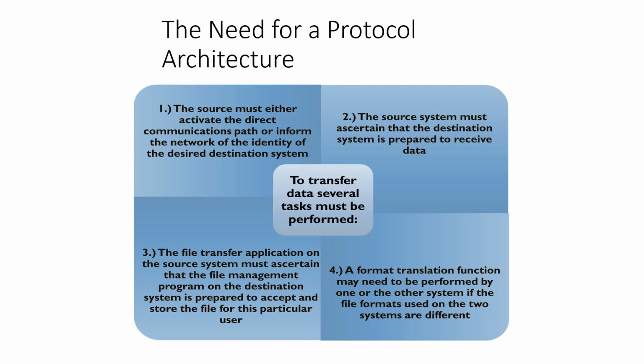The file transfer application on the source computer must make sure that the file management program on the destination computer is ready to accept and store the file. Finally, if the file formats on the two computers are different, the format of the file needs to be translated so that the computer can read it. As you can see, there are several steps that make this process of a file transfer more complex than it seems. That is the reason why we need a protocol architecture, so that all of these tasks are implemented as separate subtasks rather than one large task.